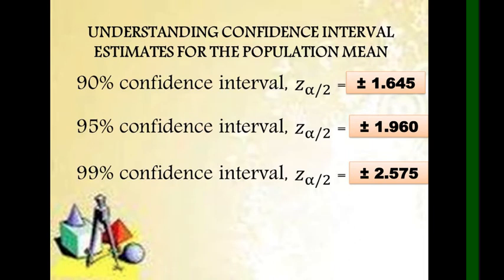Understanding confidence interval estimate for the population mean. We will use the following confidence levels. The 90% is equal to positive negative 1.645. 95% confidence level is equal to positive negative 1.960. And 99% is equal to positive negative 2.575. Pwede niyong balikan ito kapag nag-a-answer na tayo sa ating mga problems.